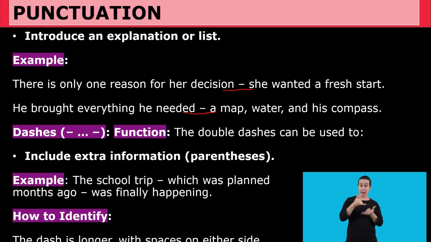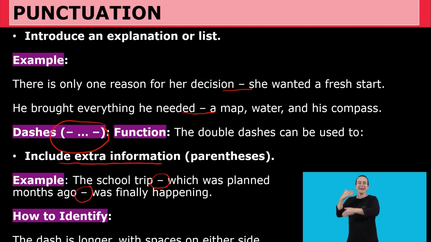Now, double dashes, as you can see here, are also used, and they can be used to do the following. They can include extra information, like parentheses. For example: the school trip, dash, which was planned months ago, dash, was finally happening. The sentence could simply say, the school trip was finally happening.